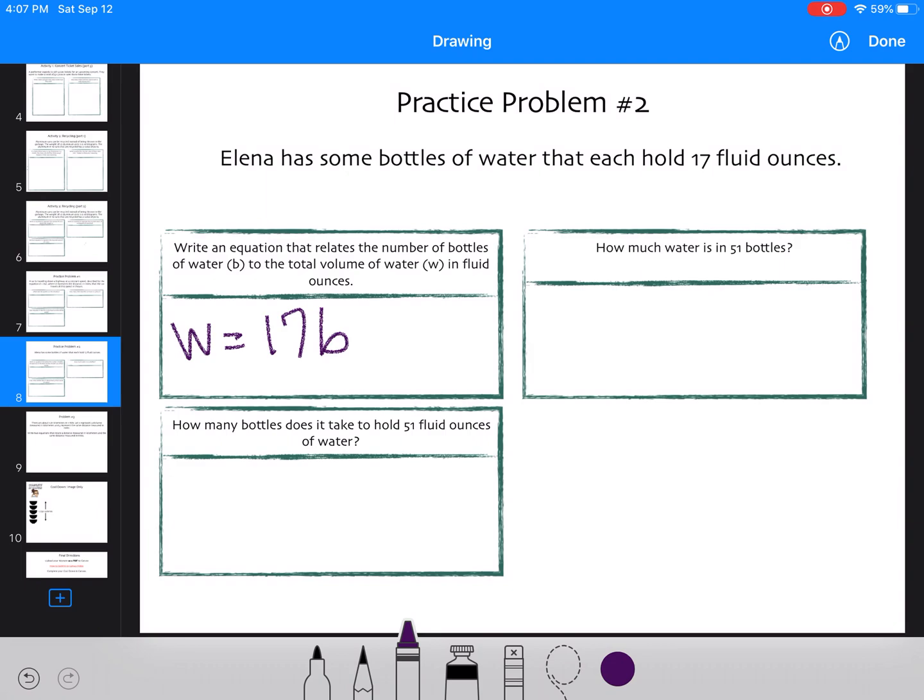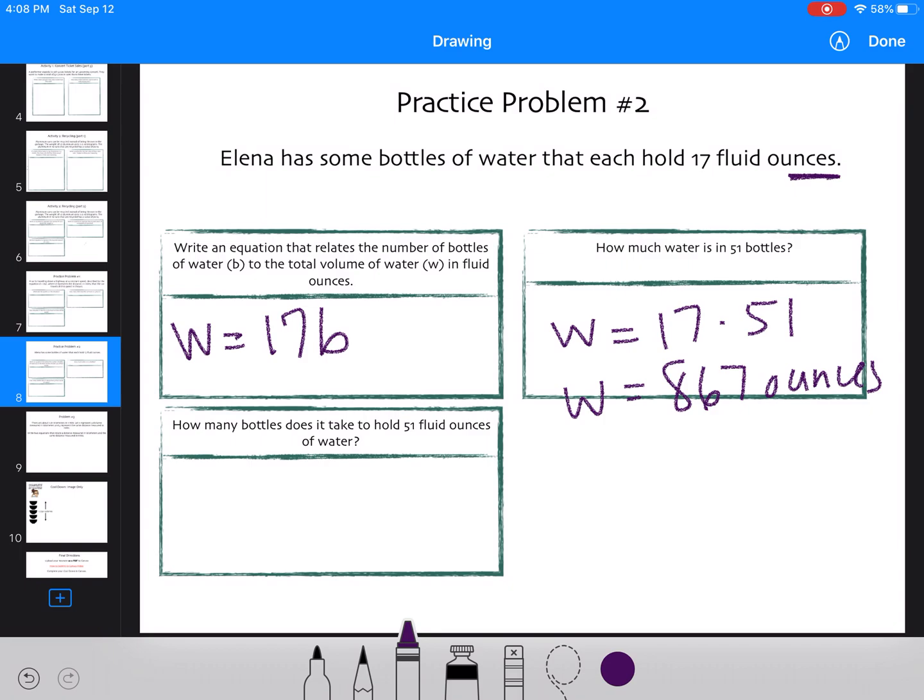So the total amount of water is going to be 17 times the number of bottles. So they want to know how much water is in 51 bottles. Well, I take 17 times 51, and then I take my handy dandy calculator, and I get 867, and this would be ounces. So the total amount of water in 51 bottles is 867 ounces.